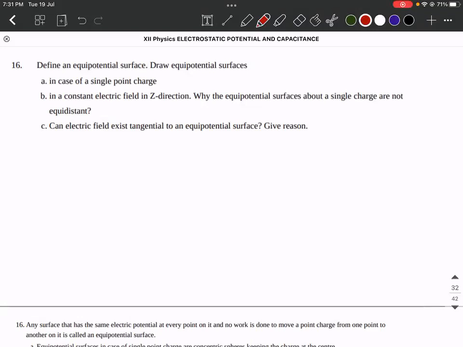So the answer for the first one: spherical. Second, there is a constant electric field in the z direction. For that you need to draw the diagram. When you have a constant electric field in the z direction, what will be the equipotential surface? It will be a plane sheet, a plane sheet in the xy direction. This is the equipotential surface.